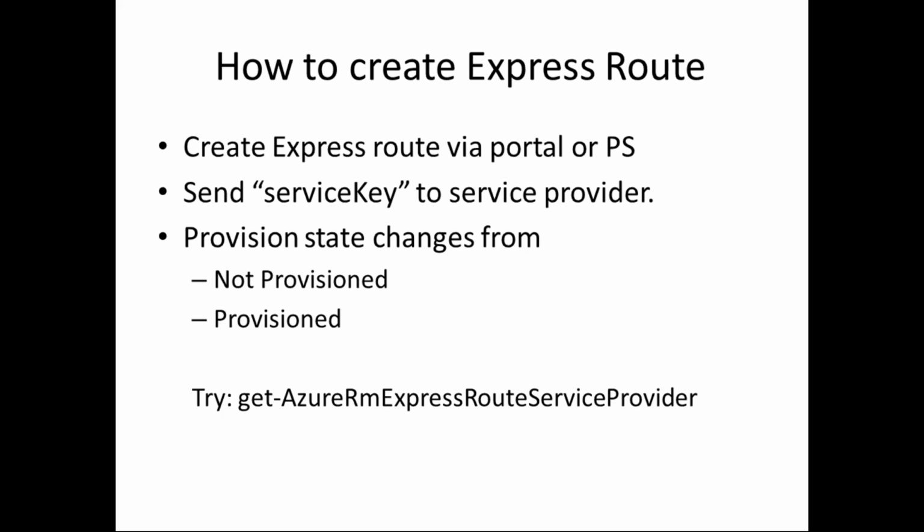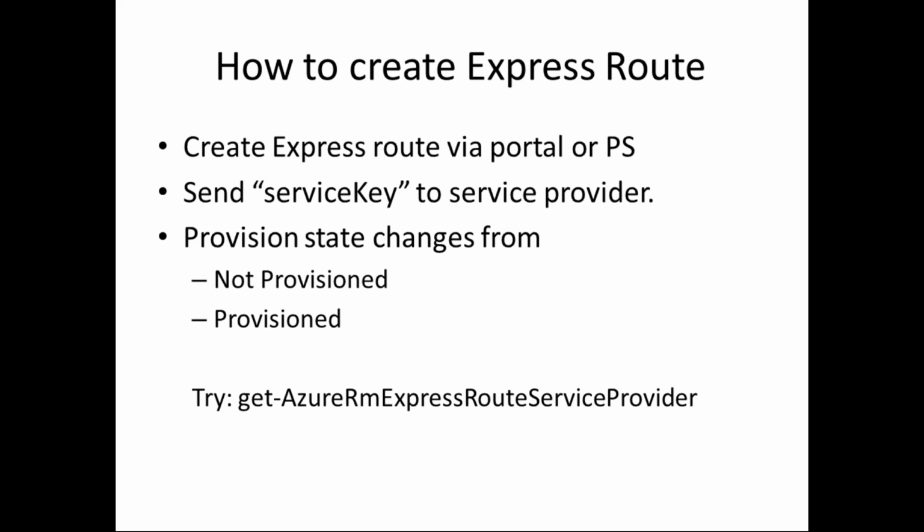So send the service key. When you create an Express Route, you'll get a service key. That is a service key that you have to send to the service provider. And till that point, you'll have the Express Route connectivity in not provisioned status. Once the service provider has done their due diligence, picked up the service key, and you have the ASN numbers and the BGP attributes, it's all provisioned there. That's when it moves from not provisioned to provisioned.